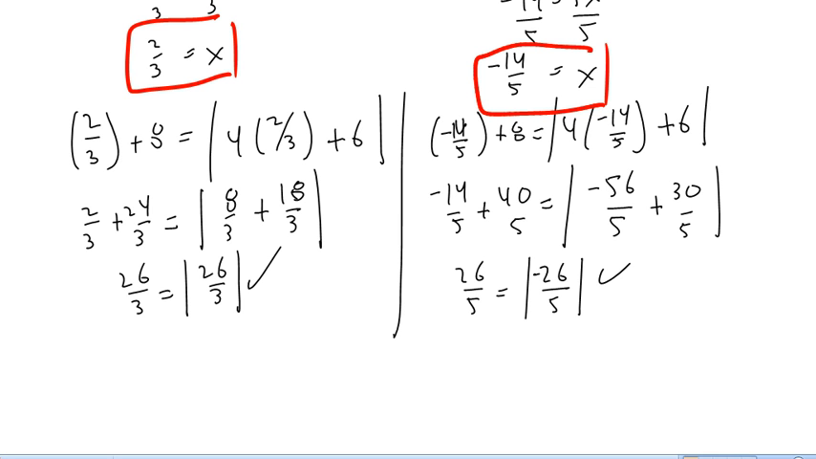Okay, so a quick recap. You want to break your absolute value equation into two possibilities. When you get your solutions, make sure you verify them because they may or may not make your original true. If they don't make your original true, they're not a solution. Throw them away.